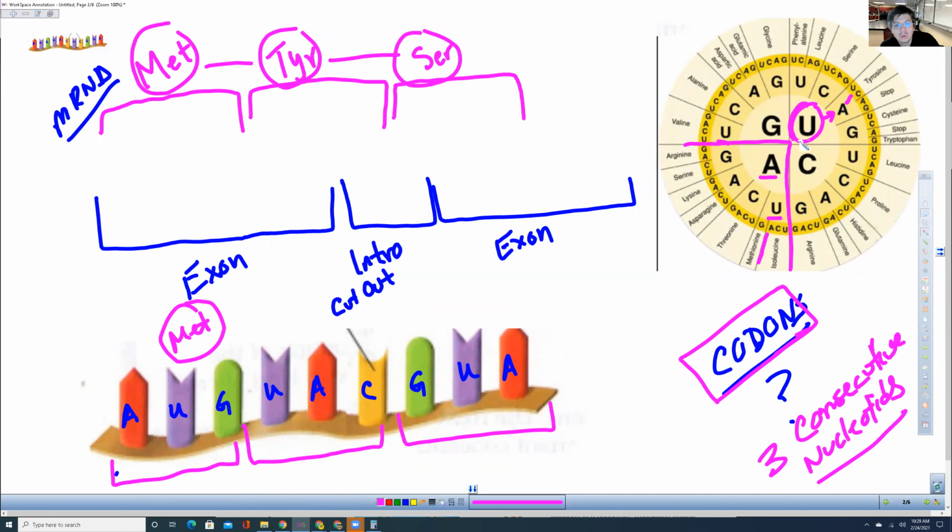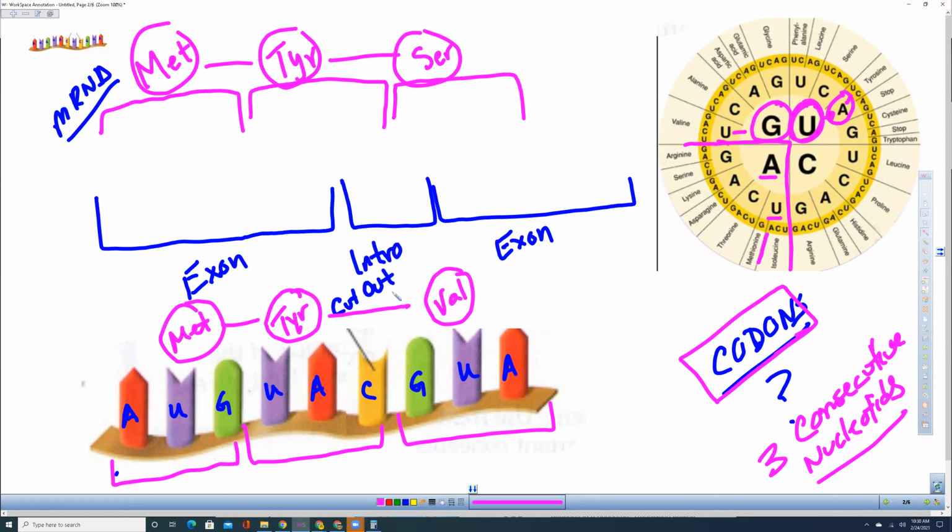UAC, that's still tyrosine. But now look, the last codon, GUA. GUA, that's valine. See that? And so after the mRNA got edited, the intron got cut out. Now look at the protein that we made. Is it the same as the one on the top? No, it's not the same.